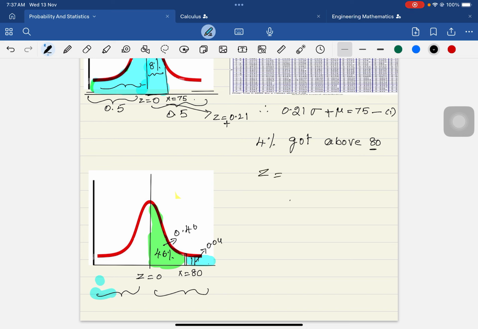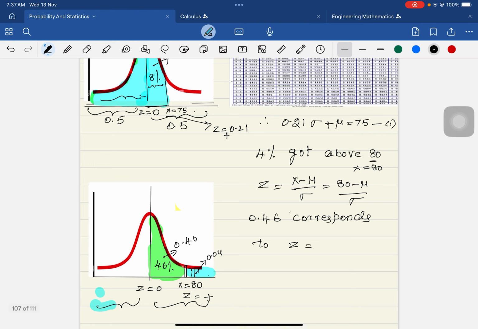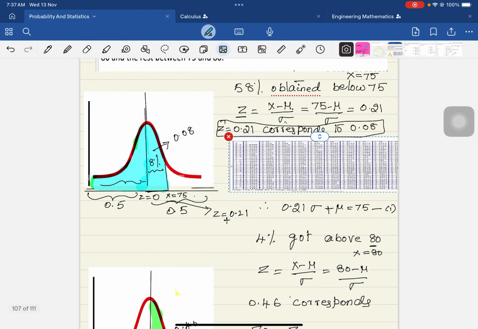So let us rewrite the equation. Again, z is equal to x minus mu over sigma, which is your standard normal variate, and we know that the value of x is 80, correct? So it is 80 minus mu over sigma, and z corresponds to 0.46. You have to see which z value 0.46 corresponds to using your standard table. And what is the sign of this z? The sign of z is positive, because it is again lying on the right hand side of z equal to 0.